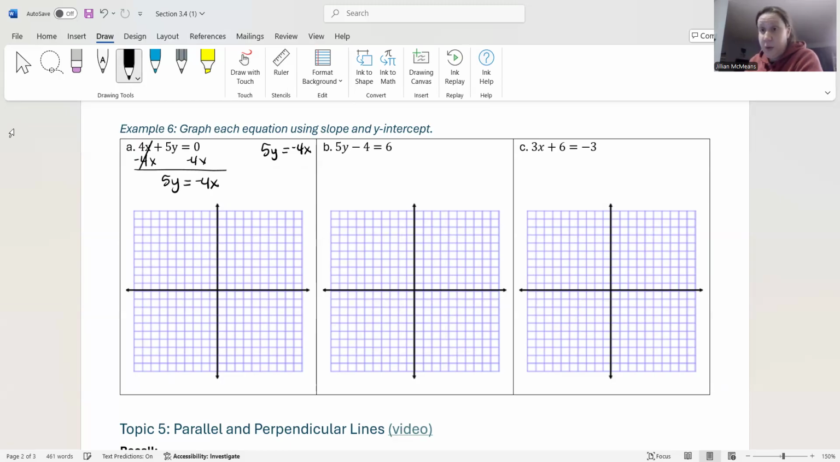I would want to, at this point, divide both sides by the coefficient of y, which is 5. So 5 divided by 5 is 1. 1 times y is y. And then I get -4/5 x. Notice in this case, we're missing a constant. So what that means is technically, I'm going to put it down here just so you can see, technically we have y equals -4/5 x plus 0. Okay, we just don't write the plus 0. So that means this line goes through the origin.